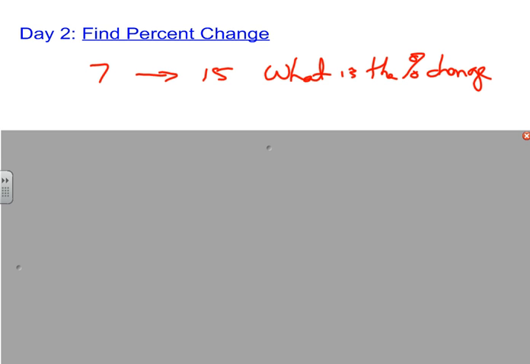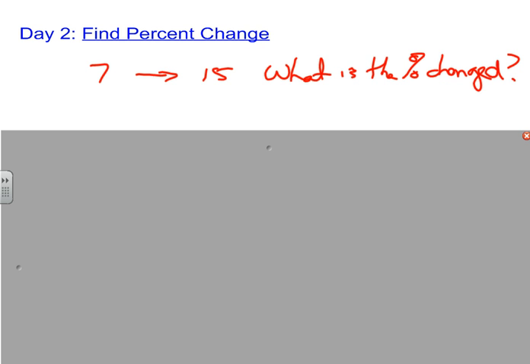So to do this, I need a number, any number at all? 7, okay? 7 is where we're starting. And I need another number, any number at all, Ryan? 15, okay. So 7 is going to become 15. What is the percent it changed? That's the question today, okay?